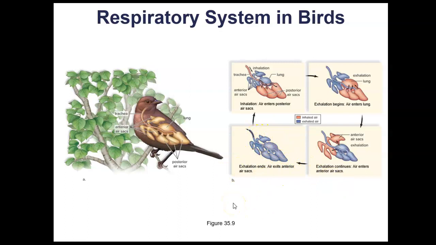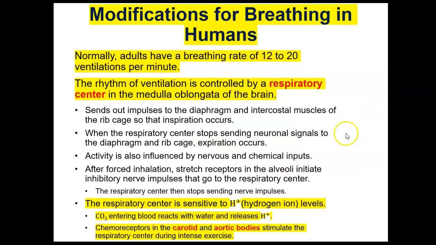And again, that just allows for more efficient respiration compared to most vertebrates, most terrestrial vertebrates, which have a tidal system where the air comes in and goes out the same pathway. All right. So modifications for breathing in humans. We're going to focus on the human respiratory system.